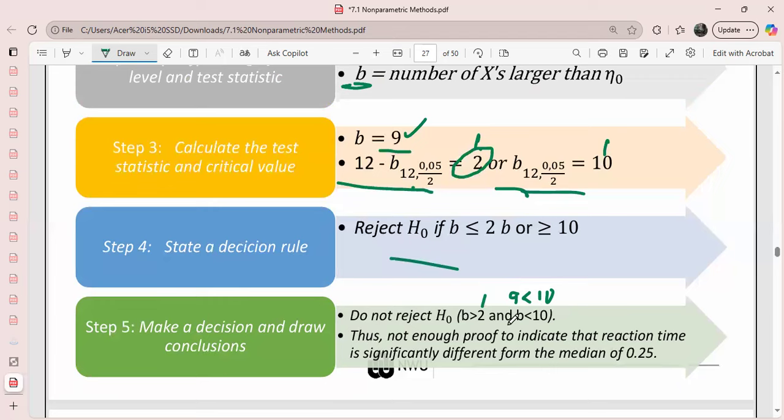But let's say, for example, the value of B, when we count the values that are larger than the population median, is maybe 1. Then we would reject the null hypothesis. So our conclusion will be like, since we fail to reject the null hypothesis, there is not enough evidence or proof to indicate that the reaction time is significantly different from that median of 0,250. So that's how you do it.